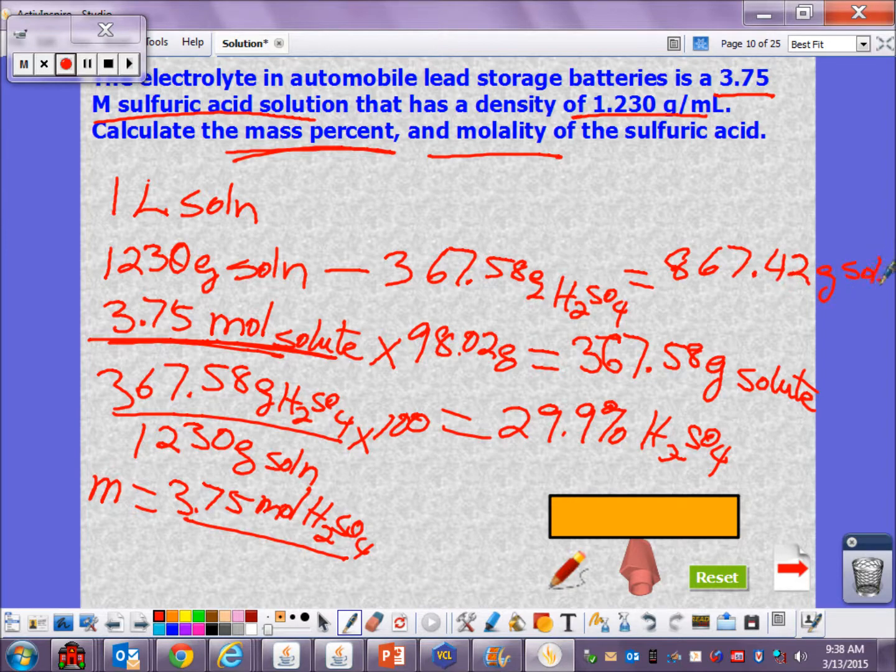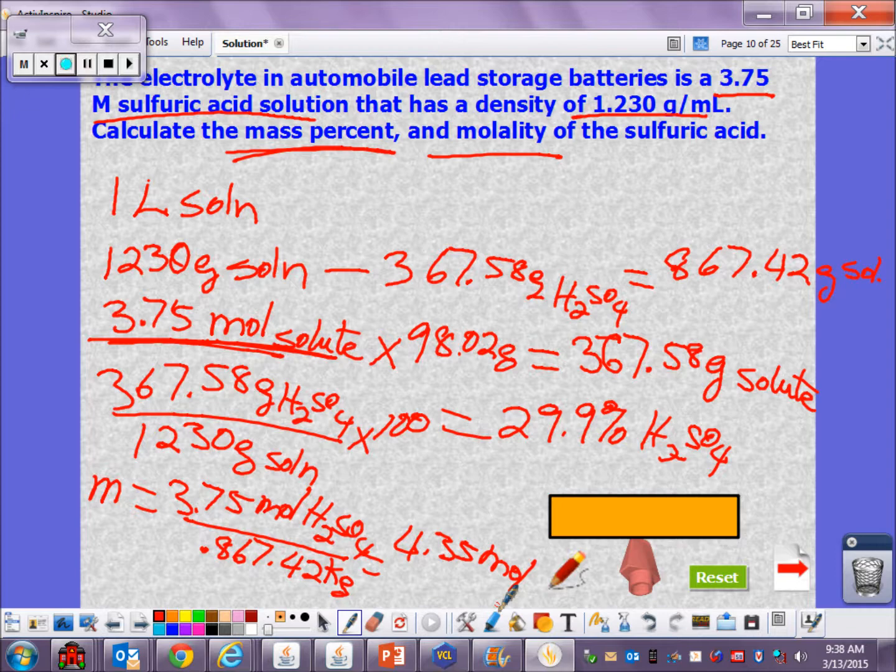Gram solvent. Okay, now I just convert to kilograms. So this is 0.86242 kilograms of the solvent. So what is 3.75 divided by 0.862? 4.35. This is molal. Okay, 4.35. That was a very good job, guys.